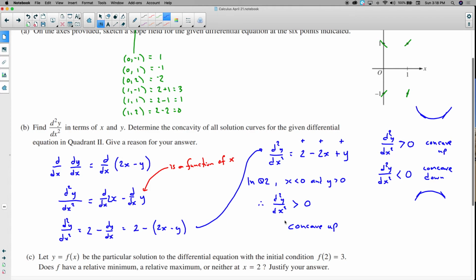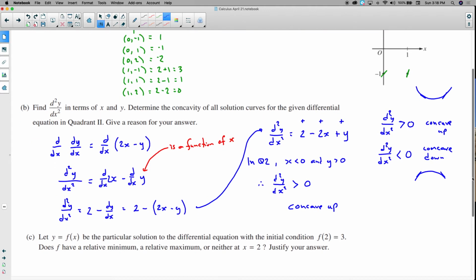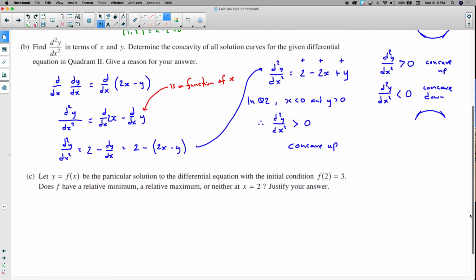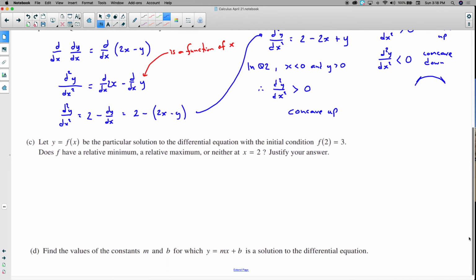Okay, so then let me just do a quick time check. I can do it in 3.5 minutes or 4.5 minutes, whatever I have here. I'm trying to stick to the half hour. Ooh, maybe I can't do it with part D there. That's going to be tough. Okay, so let's see. Let y equal f of x be a particular solution to the differential equation with the initial condition f of 2 equals 3. Does f have a relative minimum or relative maximum, or neither? Justify your answer.